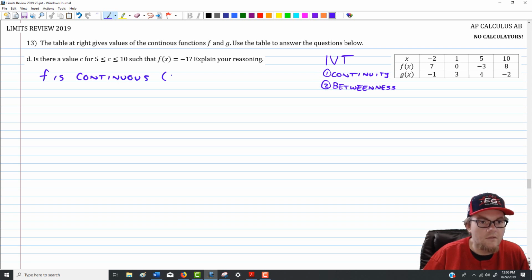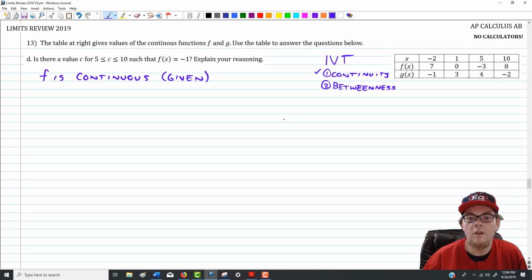And the reason for that is it was given. So that's kind of our first thing. We do have the continuity that we're looking for.